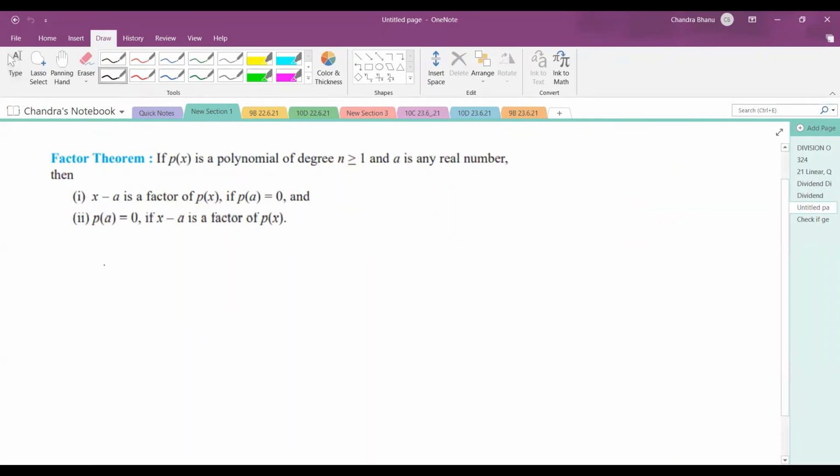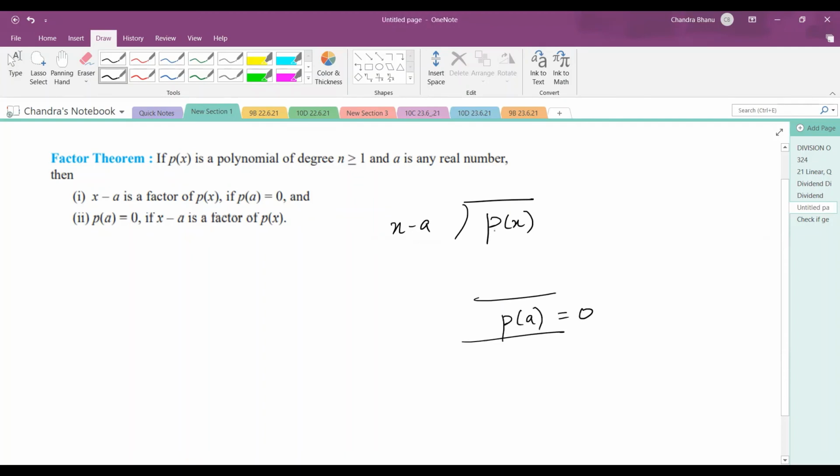Now let's come to the factor theorem. The factor theorem says if p(x) is a polynomial of degree n greater than or equal to 1 and a is any number, then x minus a is a factor of p(x) if p(a) is 0, and p(a) is 0 if x minus a is a factor of p(x). Do you think this statement is approximately the same as the remainder theorem? It says the same thing: if I have a p(x) whose degree is greater than or equal to 1 and a is any real number, then x minus a is a factor of p(x) if my p(a) is 0.